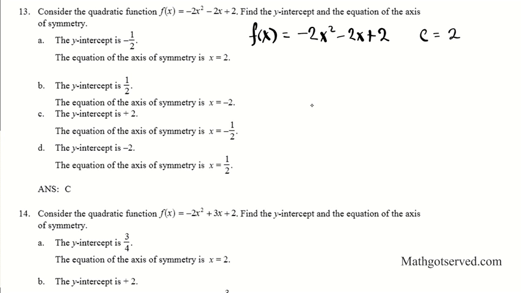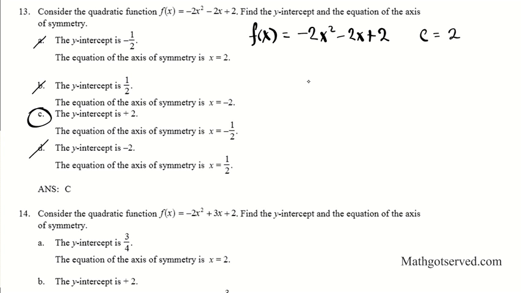So if you take a look at all these options right here, you can see that option D cannot be the answer because it says the y-intercept is negative 2. Option B cannot be an answer because it says the y-intercept is 1/2. And option A cannot be an answer either, so by elimination, the answer is C.